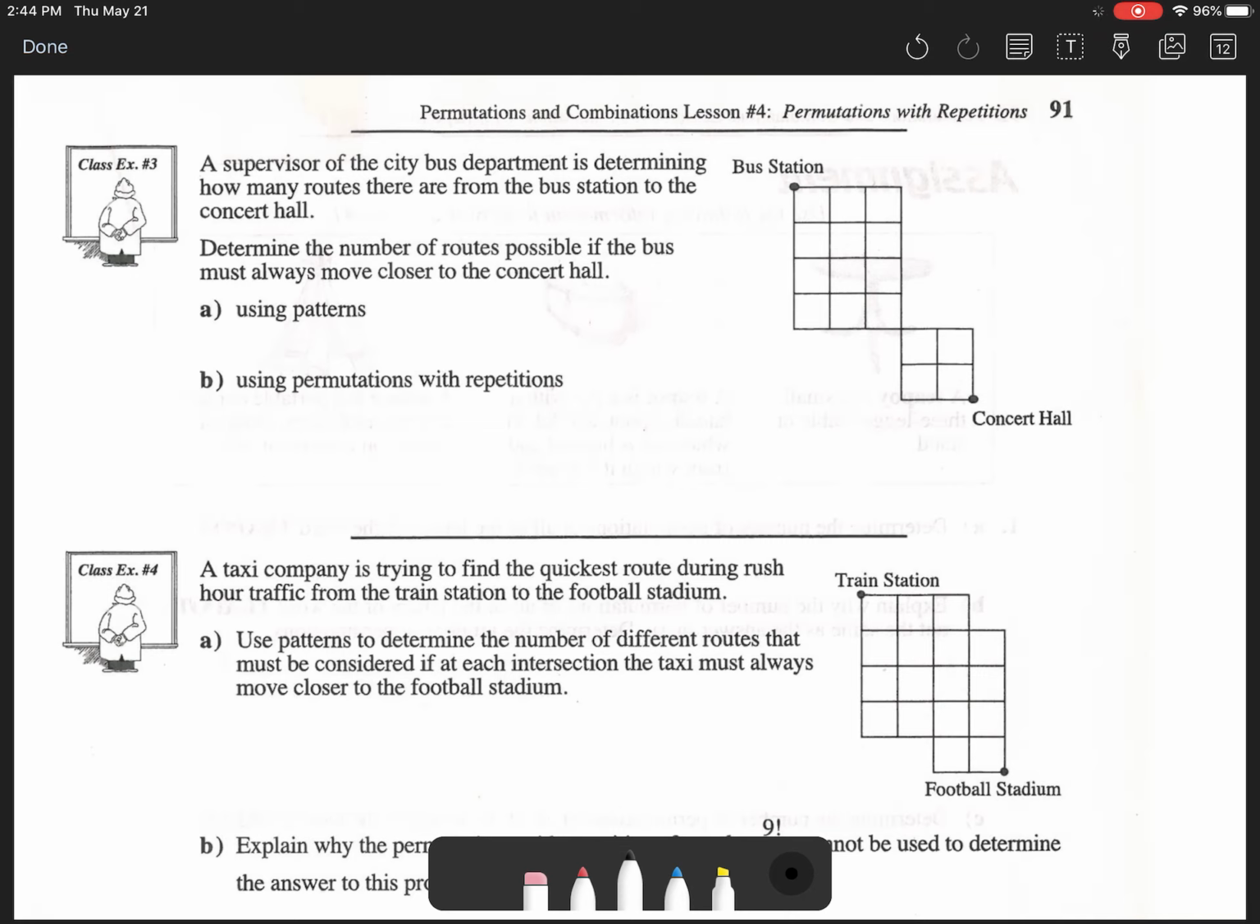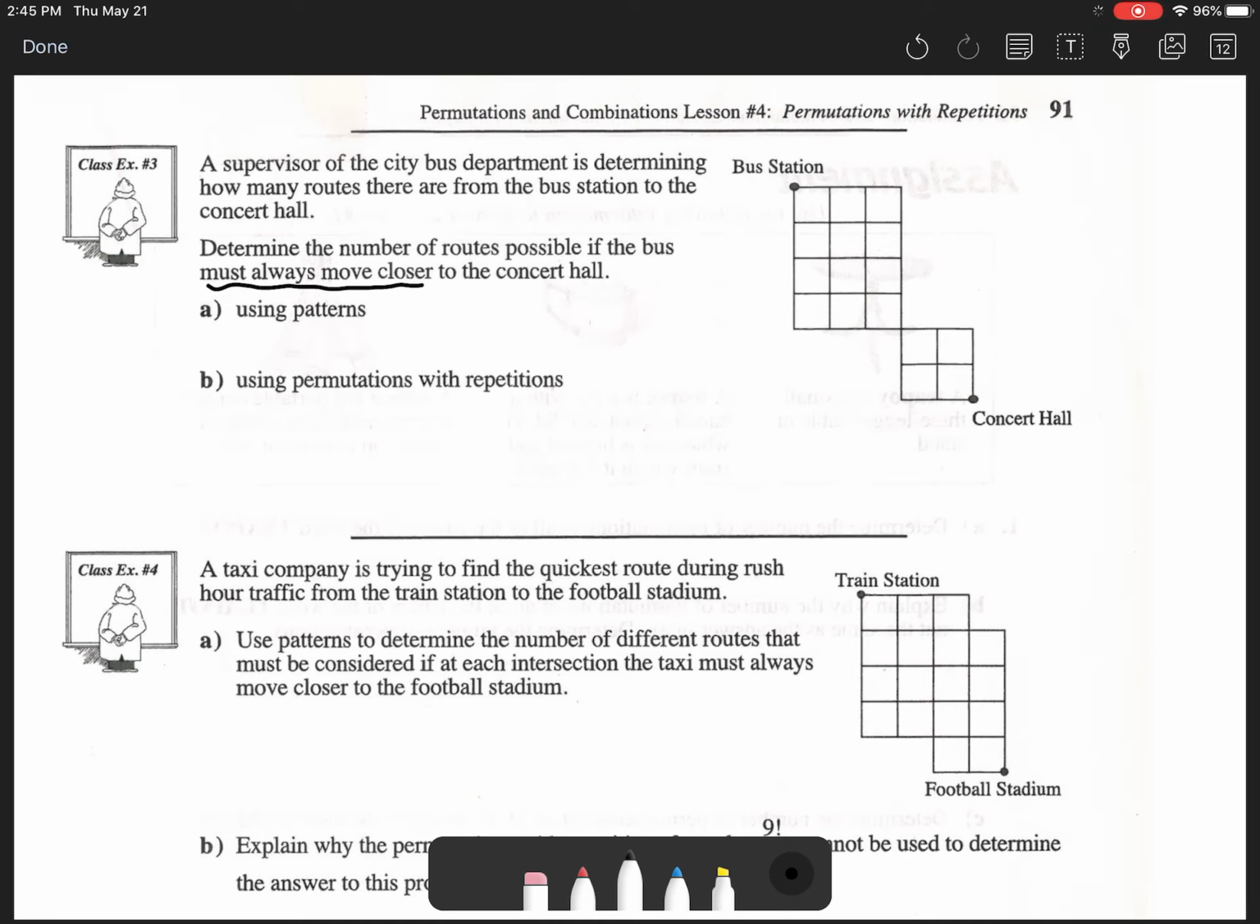A supervisor of the city bus department is determining how many routes there are from the bus station to the concert hall. And they label it for you. No different than the previous question, saying you have to go from point A to point B. It says determine the number of routes possible if the bus must always move closer to the concert hall. So again, you can't make any movements that move back and away from where you are intending on ending up.